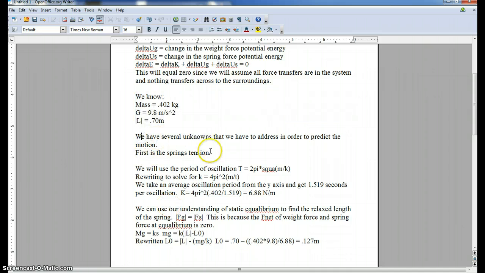The things we need to find are, we need to know what the spring tension is, so we are going to use the period of oscillation equation to find that information. So rewriting the equation to solve for K, the spring tension constant, we find this equation. We know we can find the oscillation period of the y-axis, and specifically it needs to be the y-axis, we'll go into that later, is 1.519 seconds. So we can find that the spring tension is 6.8 Newton meters.